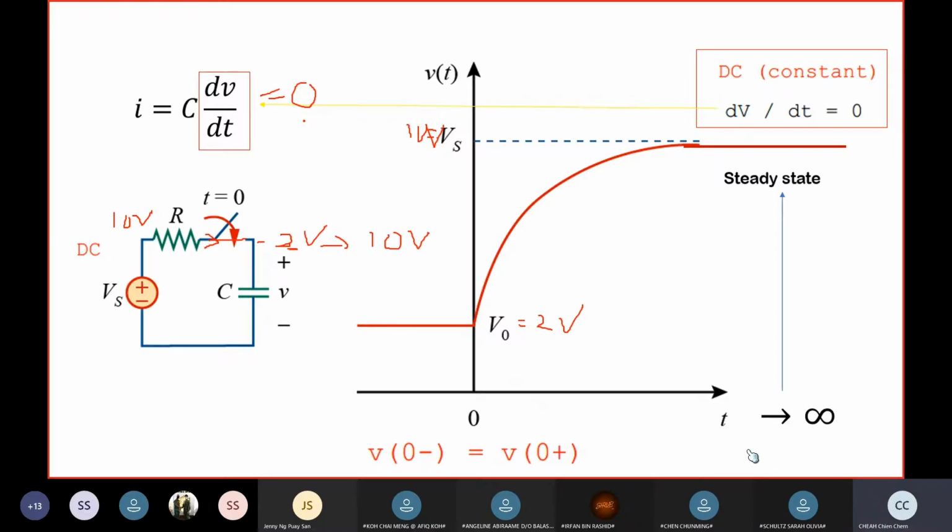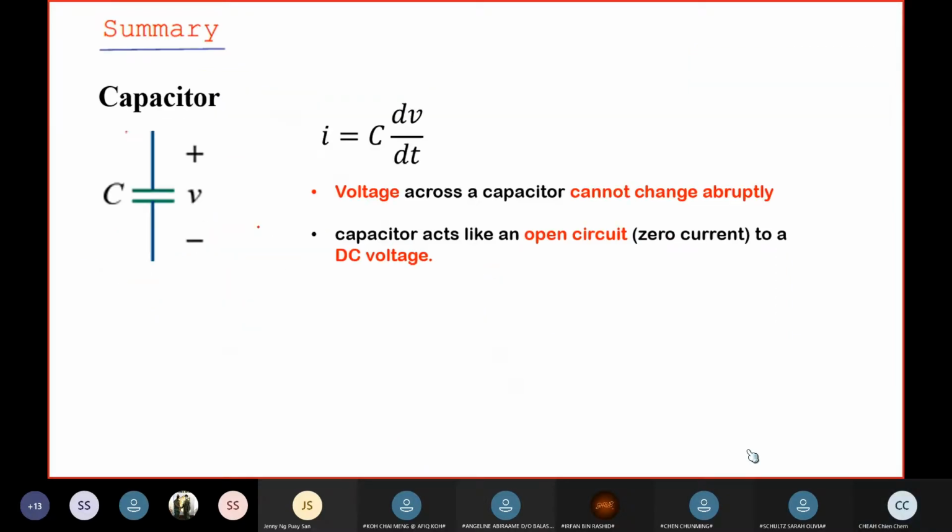So to summarize, this equation is important. Memorize it, and from this equation, it gives you all the information that you need. Right? dV/dt, voltage cannot change suddenly. Otherwise, you have infinite current. Now, when V is constant, DC, then I is equal to 0. I equal to 0 means open circuits. Okay, so just one equation, you can deduce the two properties easily.